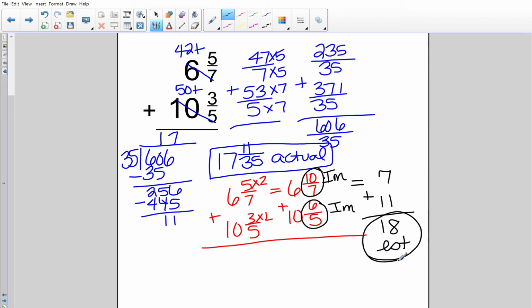Now if you look at my exact, which is 17 and 11/35, 18 is a pretty good estimate. So I'm in the ballpark, so I'm doing pretty good.